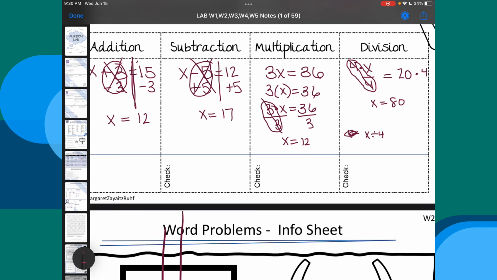In any of these examples, we could check our answer by plugging it back in. I'm going to check my multiplication problem. So 3, right here for x, I'm plugging in the answer, which was 12. Multiply by 12. And I'm asking myself, does that equal 36? And 12 times 3 is 36. That does equal the 36. So we checked our answer. You could do the same thing for all 4 of these.